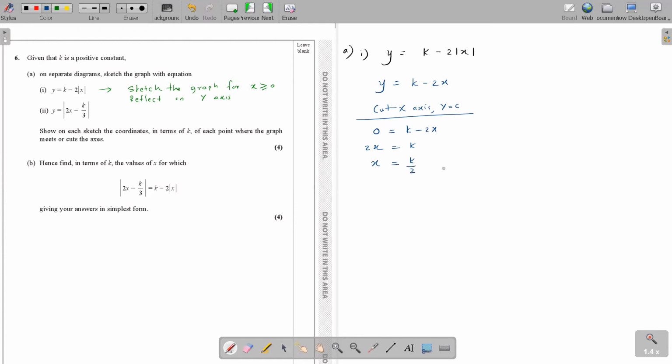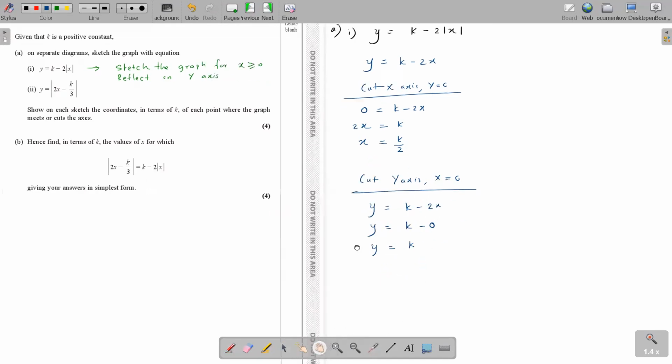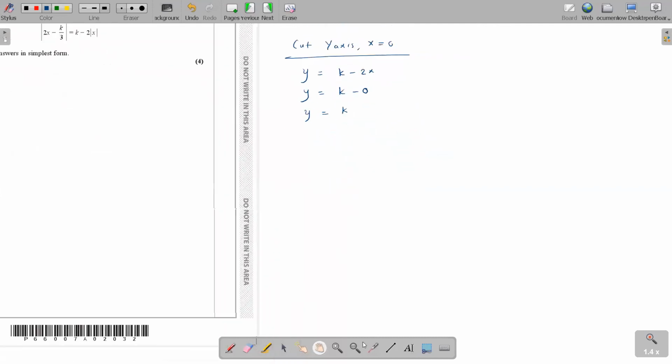Then when it cuts the y-axis, x is 0, so y equals k minus 2x where x is 0. So y equals k. Now it's time to draw the graph. It's a straight line, and the cutting points are given in terms of k, so the graph will come in terms of k.